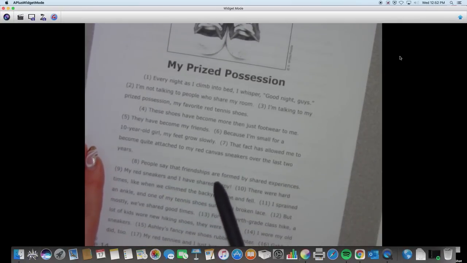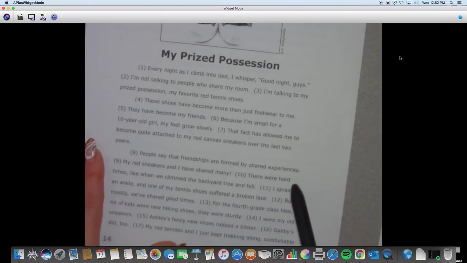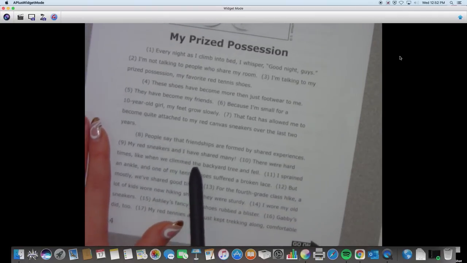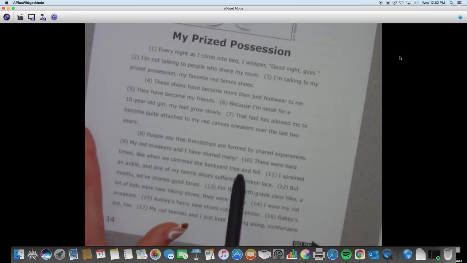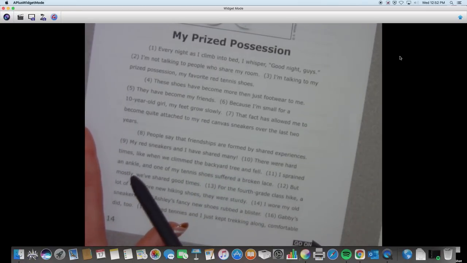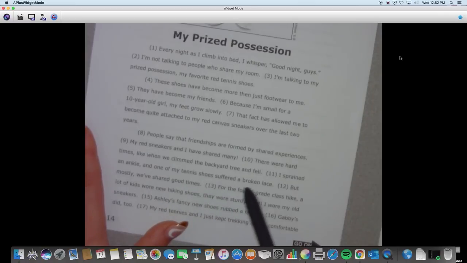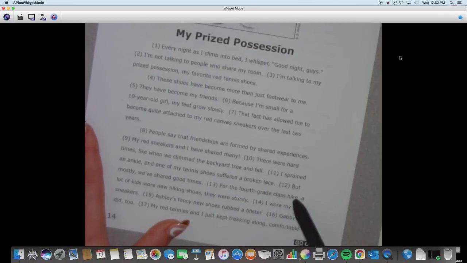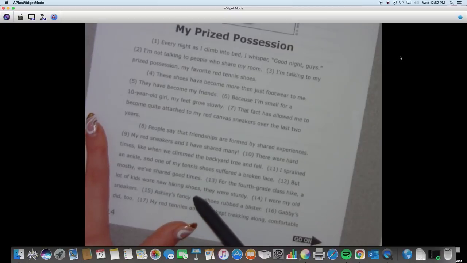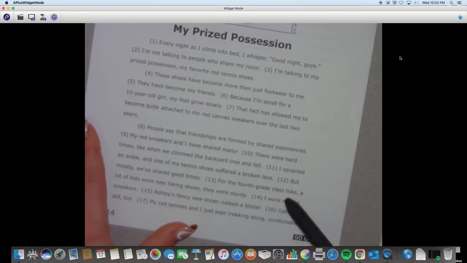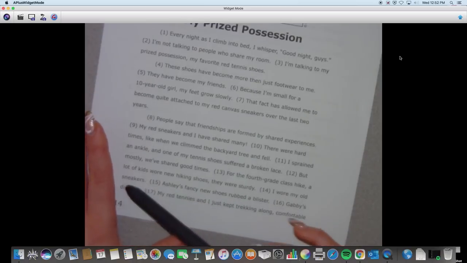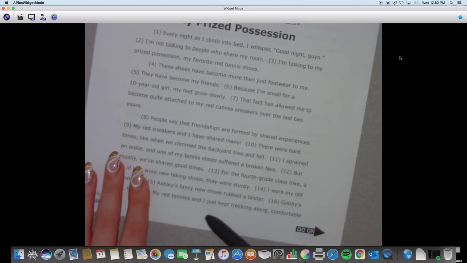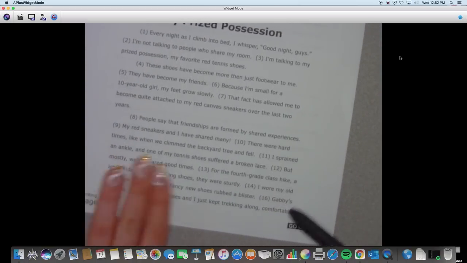People say that friendships are formed by shared experiences. My red sneakers and I have shared many. There were hard times, like when we climbed the backyard tree and fell. I sprained my ankle, and one of my tennis shoes suffered a broken lace. But mostly, we've shared good times. For the fourth grade class hike, a lot of kids wore new hiking shoes. They were sturdy. I wore my old sneakers. Ashley's fancy new shoes rubbed a blister. Gabby's did too. My red tinnies and I just kept trekking along, comfortable as could be.